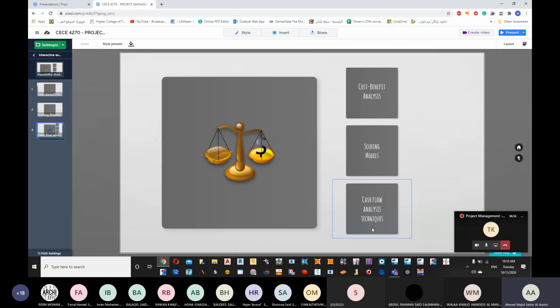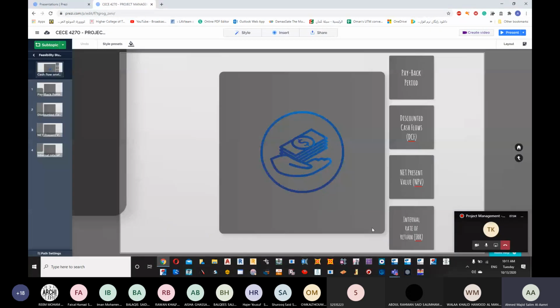So if we go to cash flow analysis, you will see that we have four methods. The first one is the payback period, and if you remember, we said that it is the period in which we return our amount of money. And we said it's always going to be better if I return my money earlier, so that money can be used or invested somewhere else.